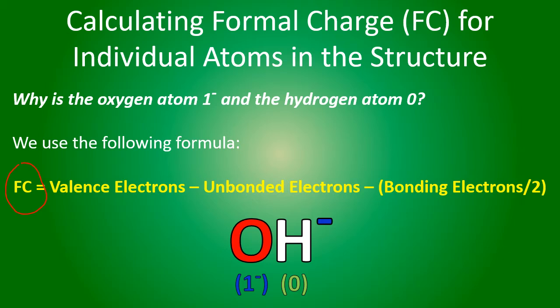The formal charge is the number of valence electrons on the atom, so the group number, minus the number of unbonded electrons, so lone pairs usually, minus the number of bonding electrons divided by 2. You'll see this in books. This is why I've included that there's an easier way to come up with a formal charge.